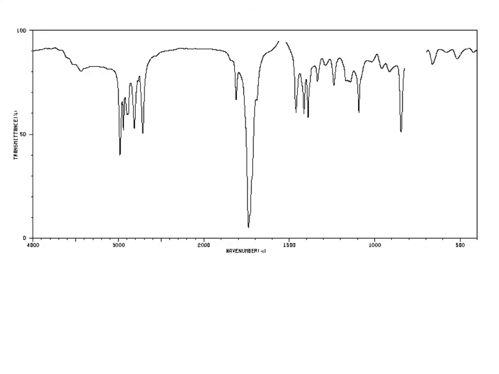Okay, have a look at this one, and then pause the video. Okay, so we have a strong absorption just here, and that is clearly a carbonyl.